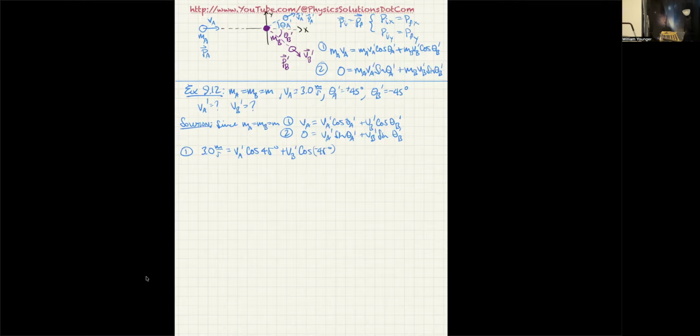But remember, cosine is an even function, which means the positive half on the right-hand side of the y-axis is a mirror image of the left-hand side, so the cosine of negative 45 is equal to the cosine of 45. So we can actually divide through by a common factor of cosine 45.